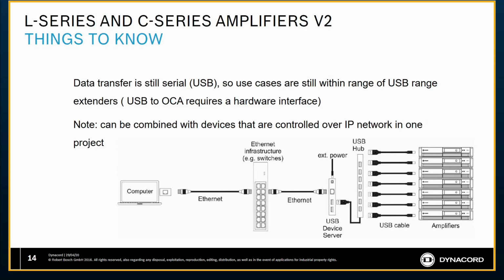One thing to keep in mind is data transfer is still serial. So these are still USB amps for LNC series amplifiers. So we're still within the range of USB range extenders. So you still would need a hardware device if we wanted to do anything outside of that. And of course, since these devices can be combined with IPX or TGX, which are IP networkable, we have the ability to do that. And I gave a little quick system snapshot there of combining a USB hub and controlling via Ethernet.